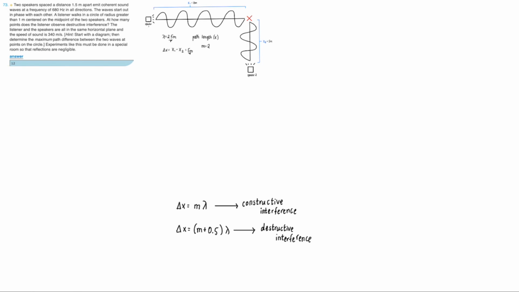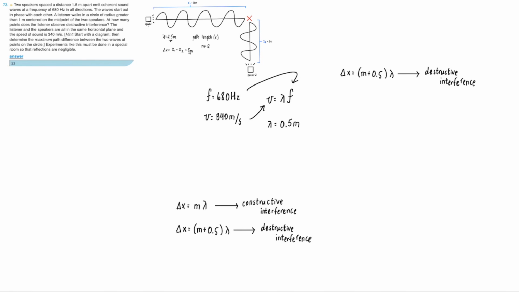Okay, so now let's take a closer look at our actual problem. We're told that the frequency of the sound emitted by the two speakers is equal to 680 hertz. We're also told that this sound is traveling at a velocity of 340 meters per second. So using the equation velocity is equal to wavelength times frequency, we can find that the wavelength of the sound being emitted is equal to 0.5 meters.